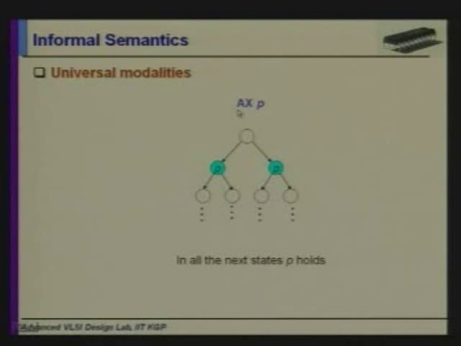Here we have the formula AX P. Now from the starting state, across all paths, next P will hold. This formula has an equivalent expression in LTL also: X P from this state will have the same interpretation. But there are formulas in LTL which we cannot write equivalently in CTL, and vice versa. I will discuss that. So these are the notion of AX.